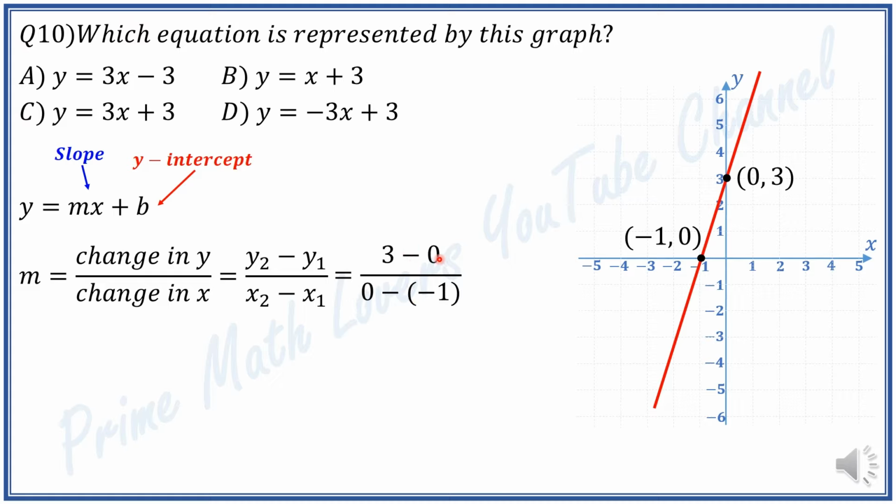So 3 minus 0 over 0 minus negative 1. So it will be 3 over 1, or 3. So the slope of the line is 3.